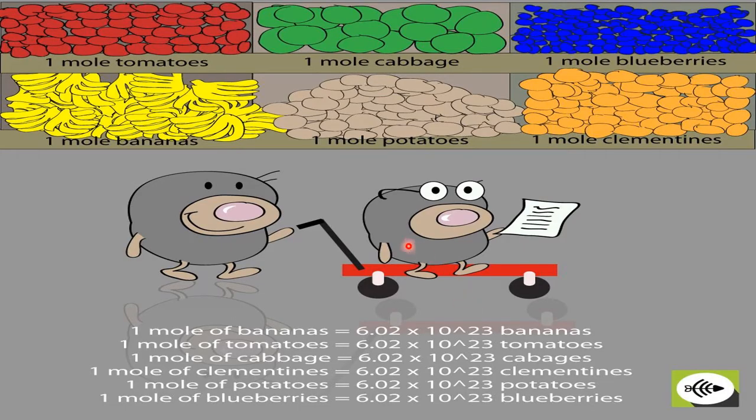See, this is the diagram. 1 mole of tomatoes, 1 mole of cabbage, 1 mole of blueberries, 1 mole of bananas, 1 mole of potatoes, 1 mole of clementines. All these samples contain 1 mole only. So when they contain 1 mole, naturally they should have the same number, 6.022 into 10 to the power 23. Maybe tomatoes or the cabbage, maybe the size differs. See, the cabbage size is bigger.